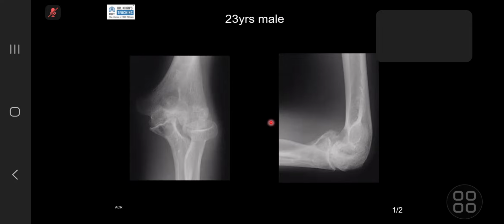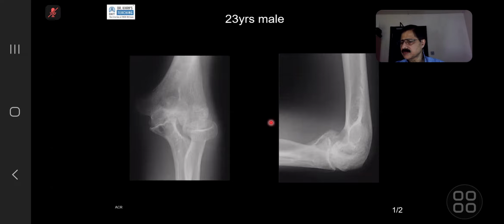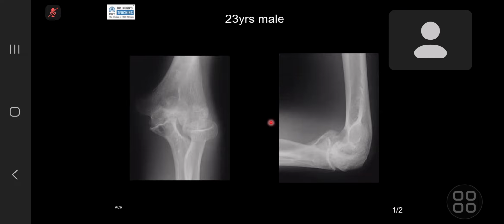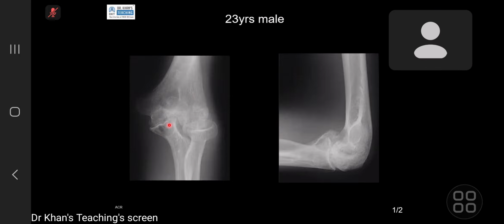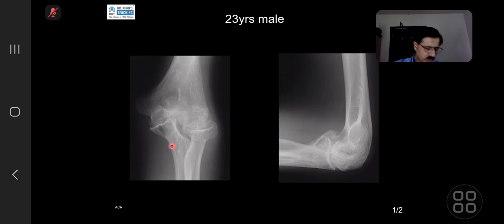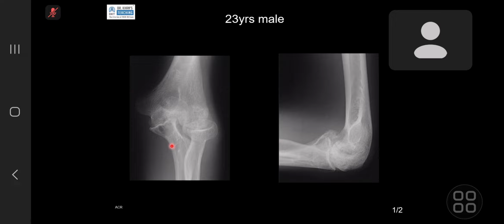Other than that, any other finding? The ulnar articulation also. So how do you describe this lesion here? Yeah, that's a lytic area in the olecranon process. Right. So what is your conclusion? So that can be a hemophilic pseudotumor in this patient.